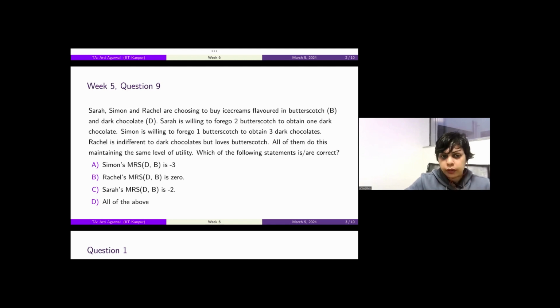Okay, so I think you are getting confused with the naming. So just assume that dark chocolate you're putting on the x-axis and butterscotch you're putting on the y-axis. That's all it means. When you write MRS of D comma B, it means D is on the x-axis and B is on the y-axis. It's corresponding to MRS of x comma y. So if that helps, you can try and solve it again if you think that might help.